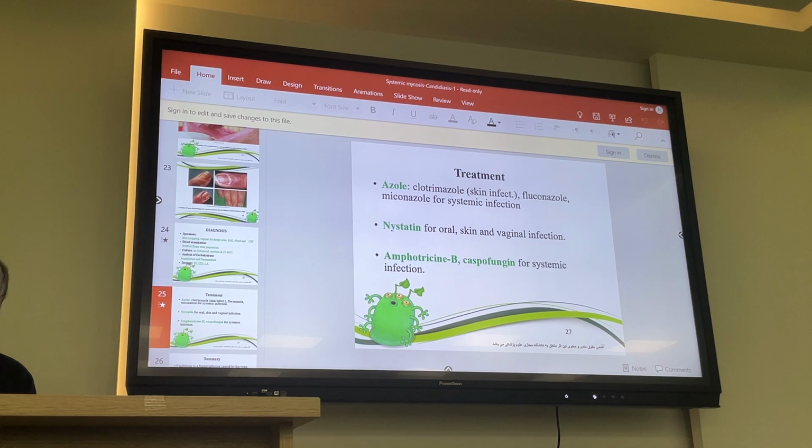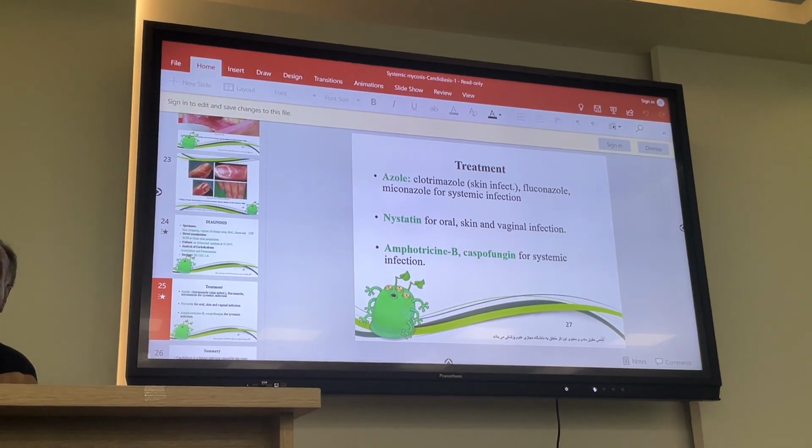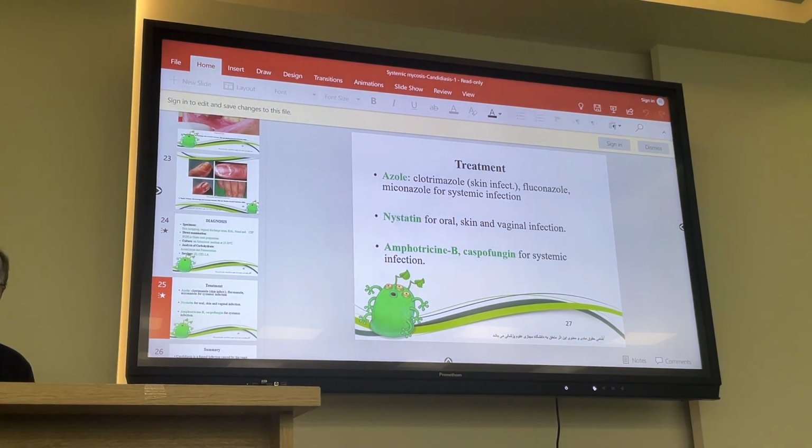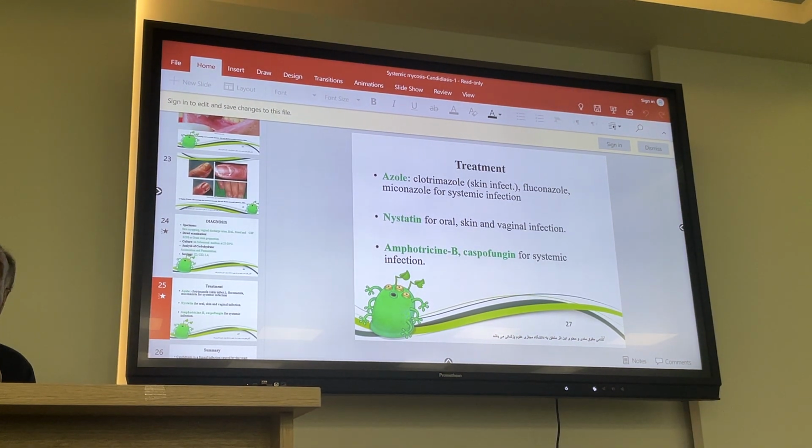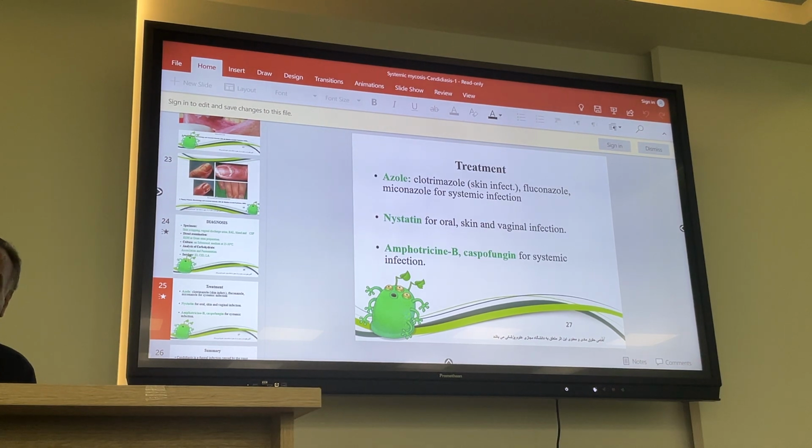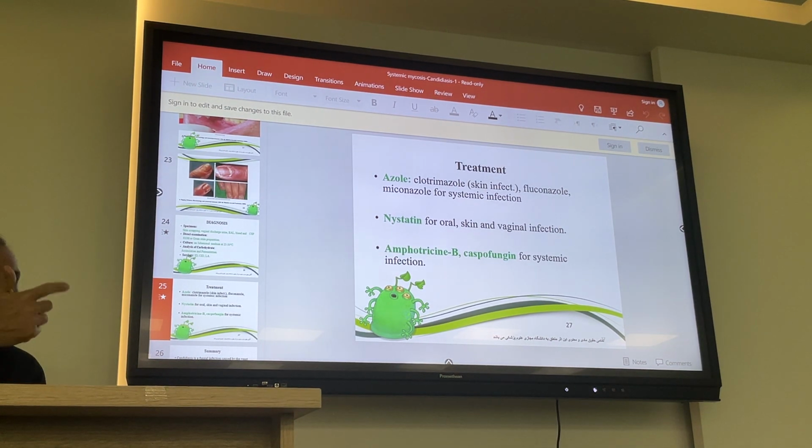But because this antifungal drug has no GI absorption, you cannot use this drug for treatment of the respiratory system, other internal organs, or brain infection, because there isn't absorption of nystatin in the GI tract.